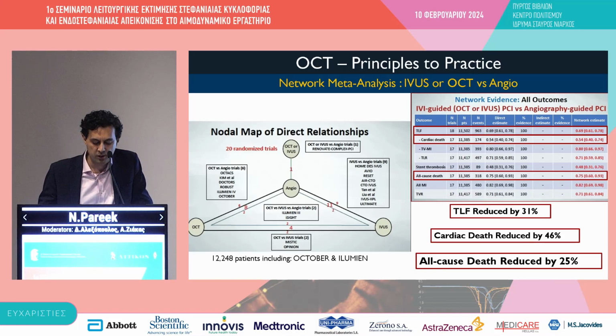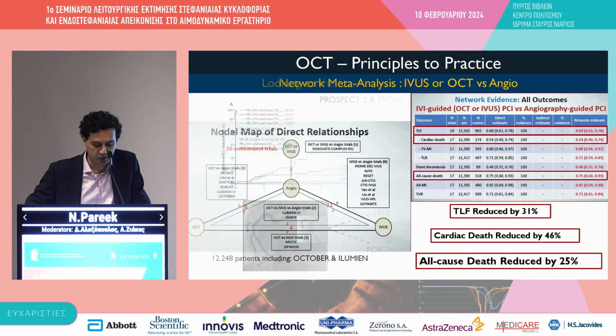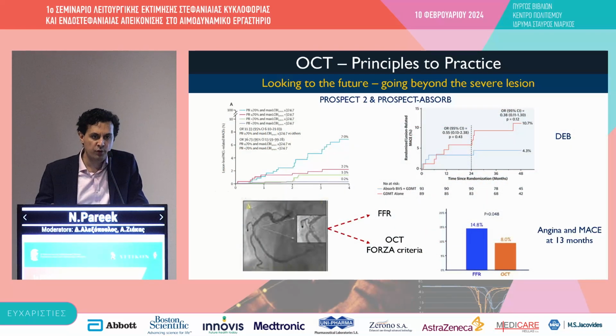So if you think about it, we're now in the era of non-inferiority stent trials. These are really very striking endpoints. But then we can move forwards. Instead of treating the severe angiographic lesion and applying imaging to that, how about maybe the non-severe lesion?